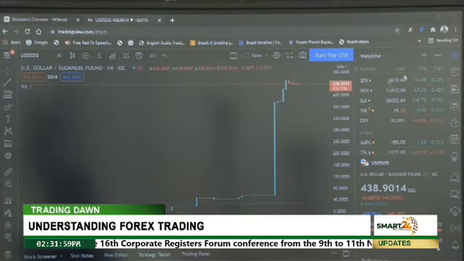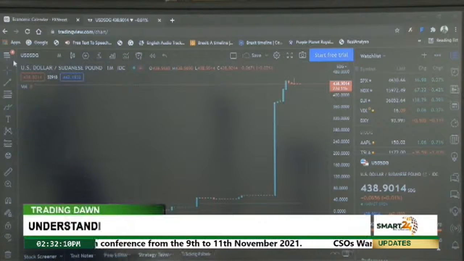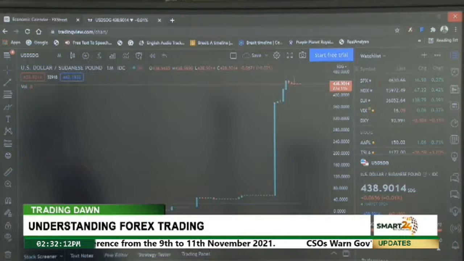I think we shall look at some charts on Friday. I think this will be the only chart we shall be looking at today, to give you an example of some kind of fundamental events in our neighboring countries.